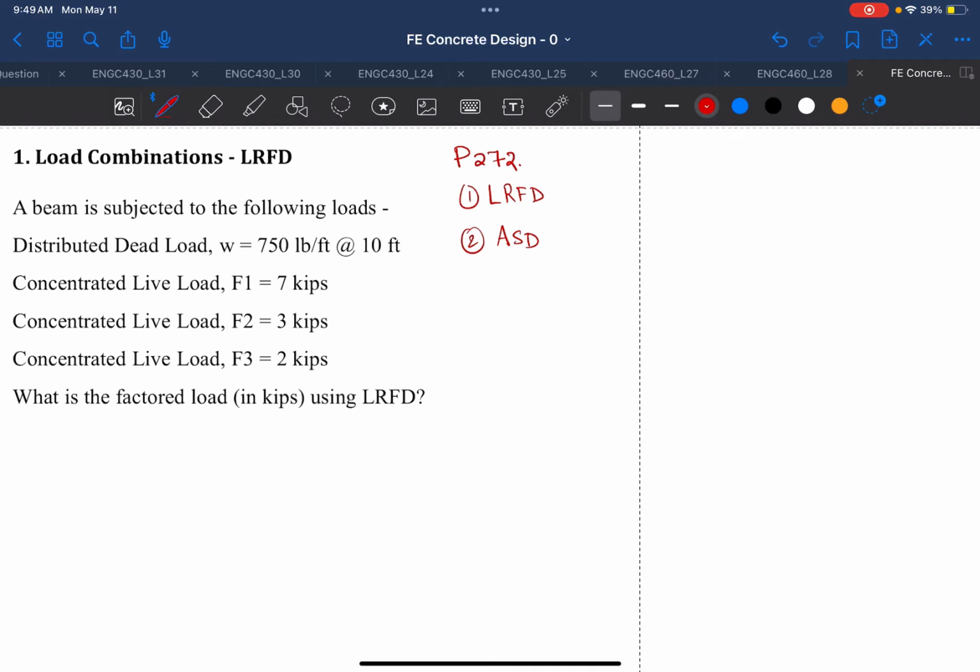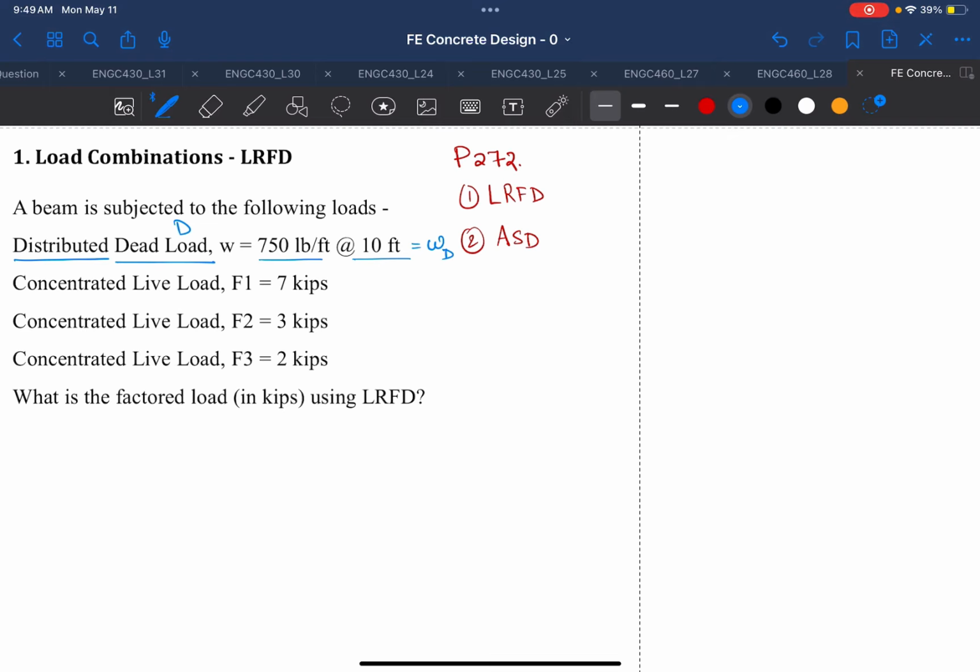all you have to do is pay attention to what type of loads they are. So in this example, you'll see that there is a dead load, which will be D. But you also have to pay attention to what type of load they are. Are they a point load? Are they a distributed load? Or are they a uniformly distributed load, or a linearly varying distributed load? In this case, it is a uniformly distributed load of 750 pounds per foot over a span of 10 feet. So you are going to call this WD.